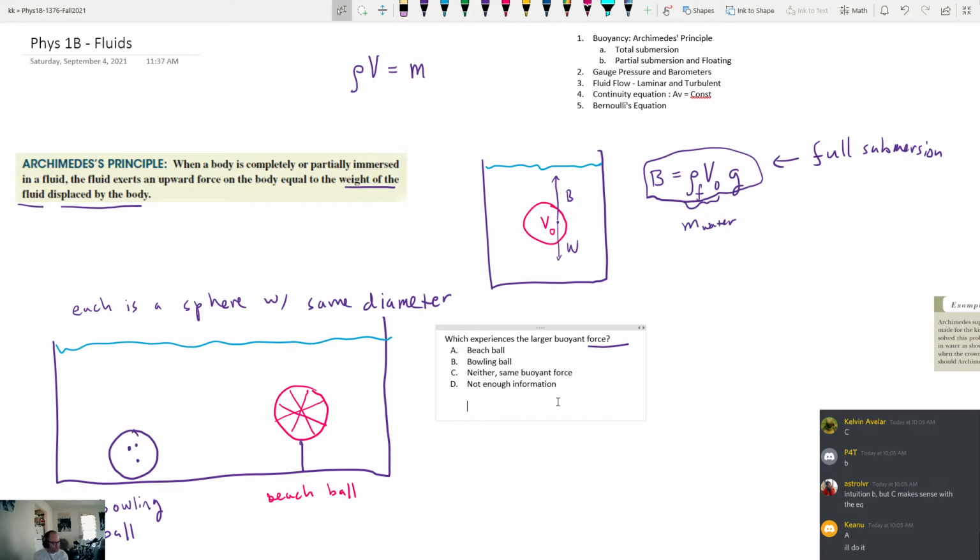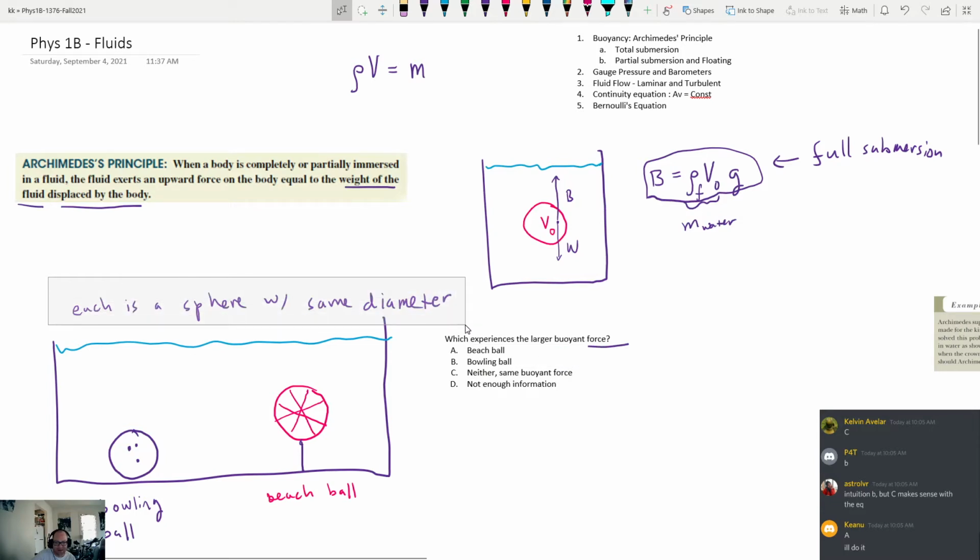So the idea here, and I think Asher Lever kind of puts it correctly, your intuition is that it's B, which is that it's the bowling ball, but C makes sense with the equation, and that's correct. My intuition when I first saw this question was that the answer was the beach ball, because you think, oh, beach balls, they float, right? They must have a big buoyant force. But the reality is that both of these objects experience the same buoyant force. And the reason why is because of this.